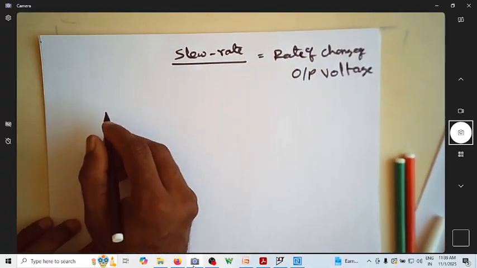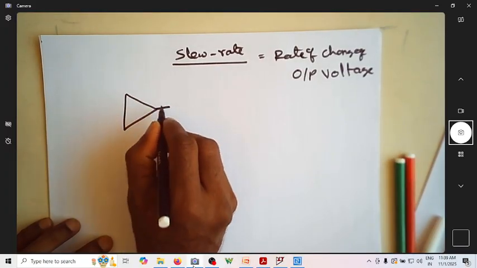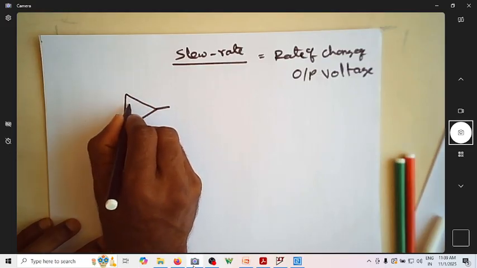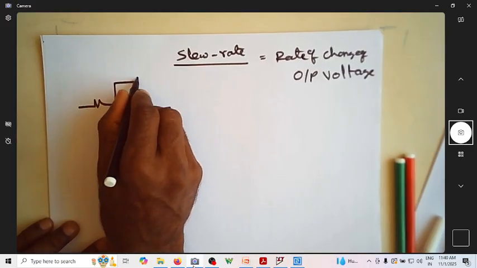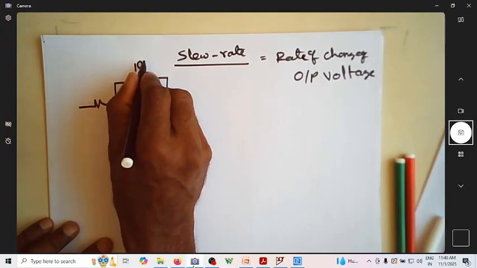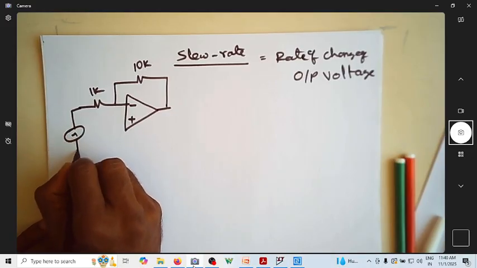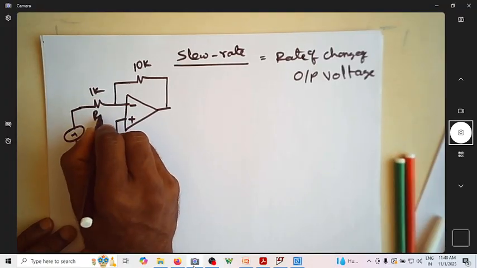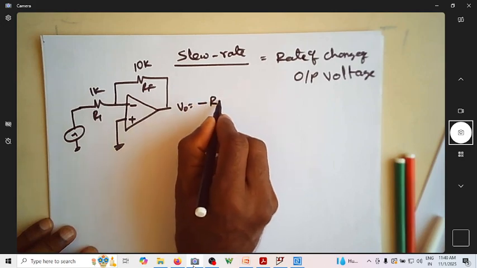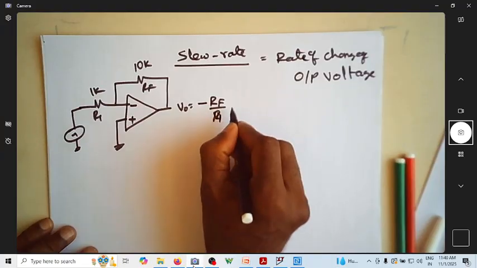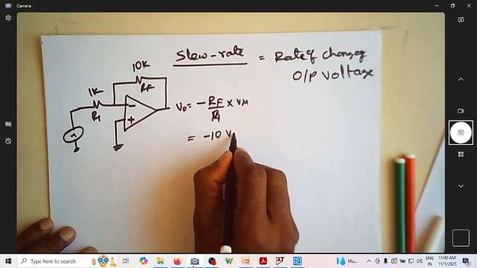How do we understand this? Suppose you consider a waveform and an amplifier, let us consider an inverting amplifier, something like this. This is minus, this is plus. Let us assume that you have a gain of 10. This is 10k, this is 1k, so this is R1 and this is RF. V naught is equal to minus RF by R1 into Vin. So here it is minus 10 into Vin.